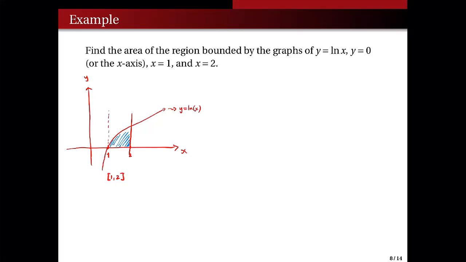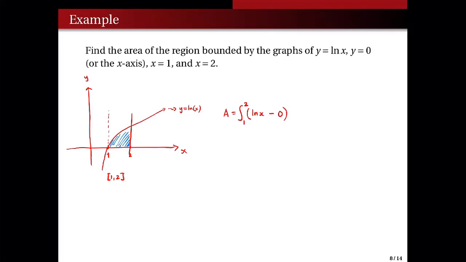Therefore, we have identified our region. The area will be equal to the integral from 1 up to 2 of the above function, that's your ln of x. As you can see, ln of x is always above the y equals 0 on the interval 1 to 2. So you have ln of x minus the below function, which is y equals 0. For emphasis, I'll put this 0 here.